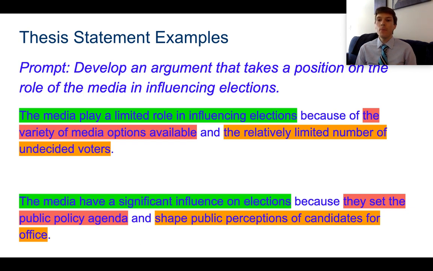Okay, the second example, structured similarly, but it takes a different view with different justifications. The media have a significant influence on elections because they set the public policy agenda and shape public perceptions of candidates for office. I will explain why those reasons support my claim by using evidence.